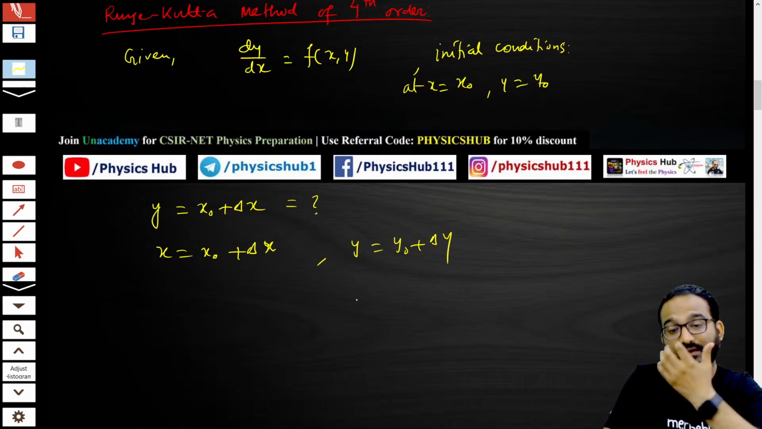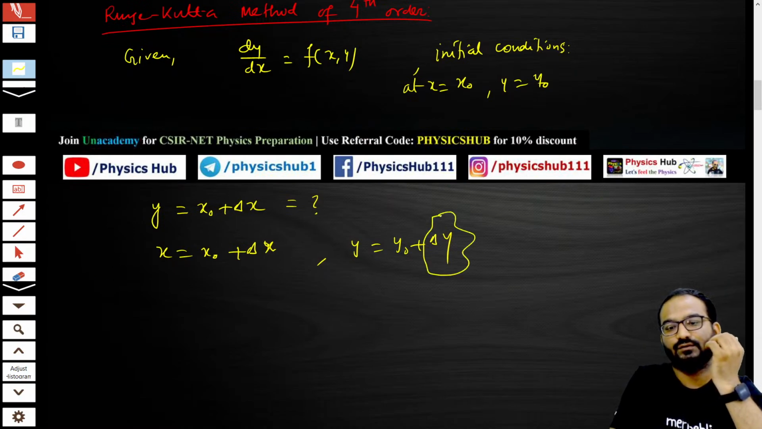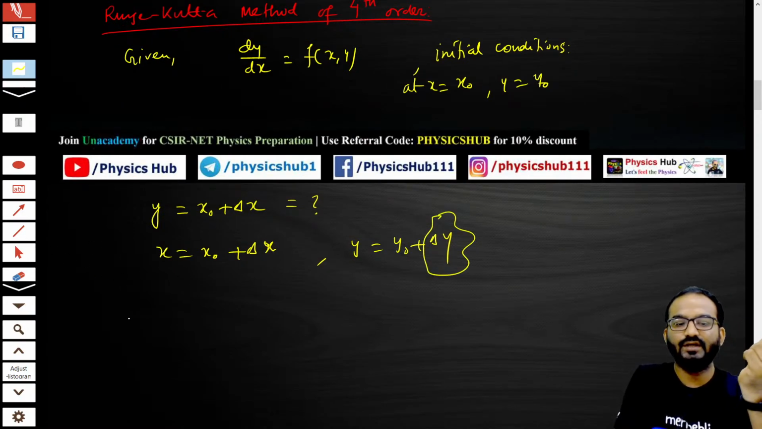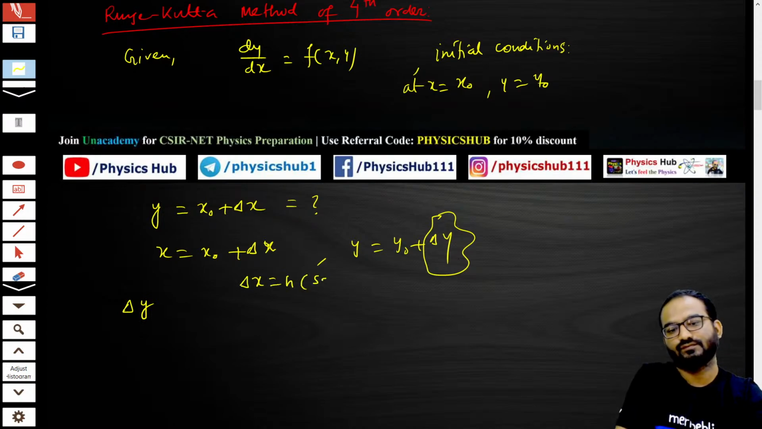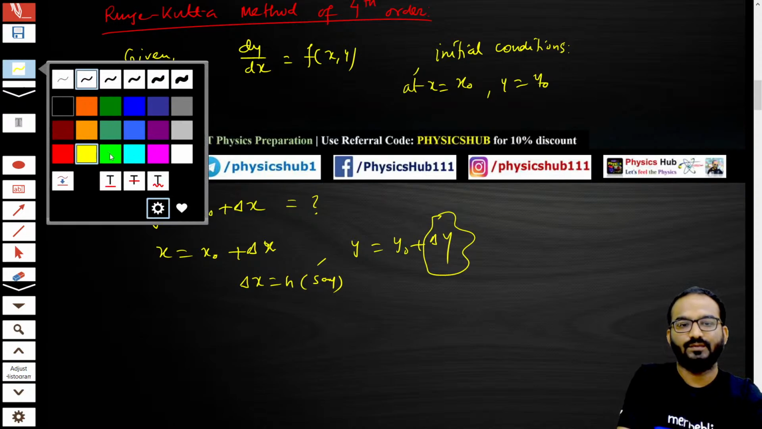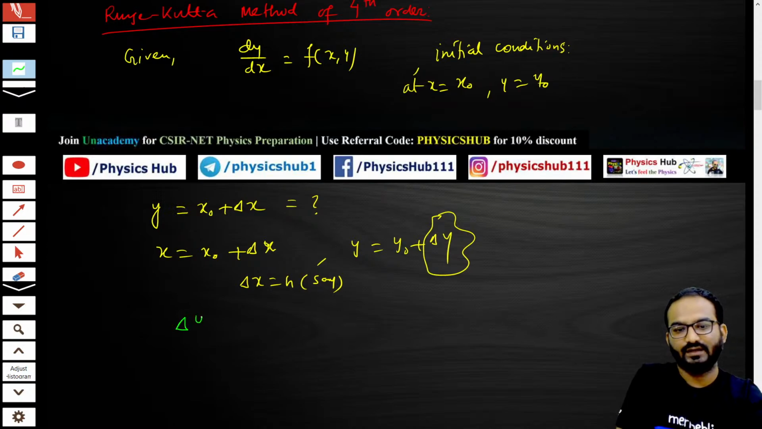Now the main concern is to find this delta y, as I told you, but here delta y will be more accurate, more precise. Let's see the value of delta y, and as already defined, delta x is equal to h. Delta y in this formula will now contain 4 terms: 1/6 of k1 plus 2k2 plus 2k3 plus k4.